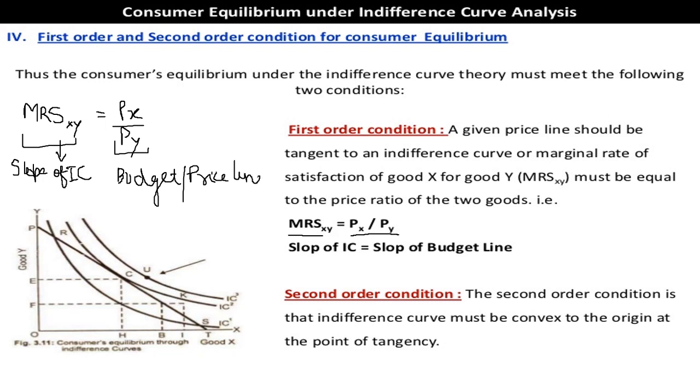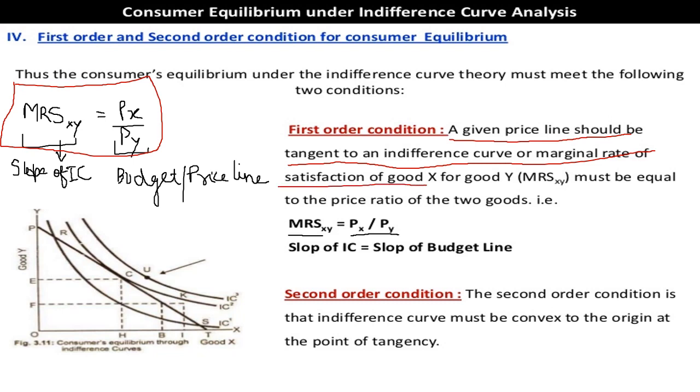So, a consumer reaches equilibrium in two conditions. First is when MRSxy is equal to Px upon Py. This condition is satisfied. Clear? A given price line should be tangent to an indifference curve, or the marginal rate of substitution of good X for good Y must be equal to the price ratio of the two goods.